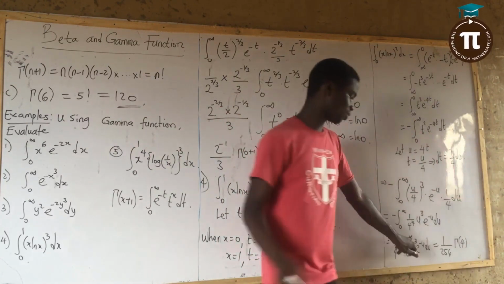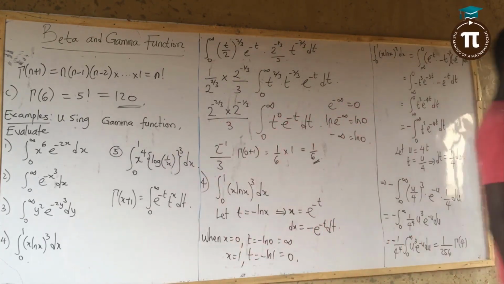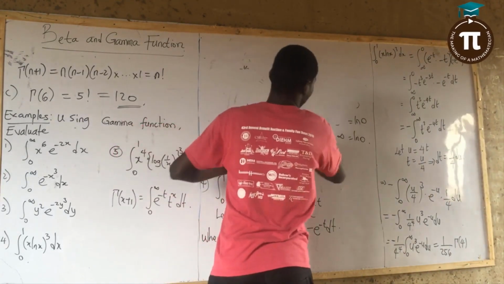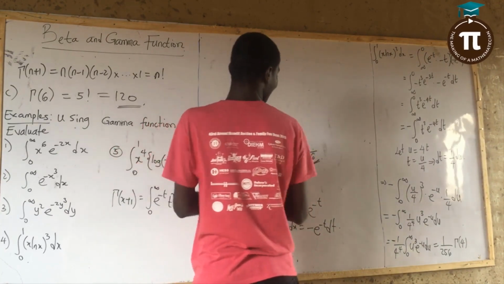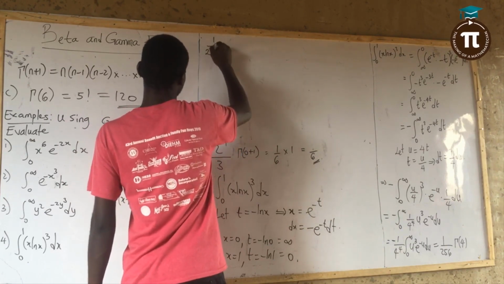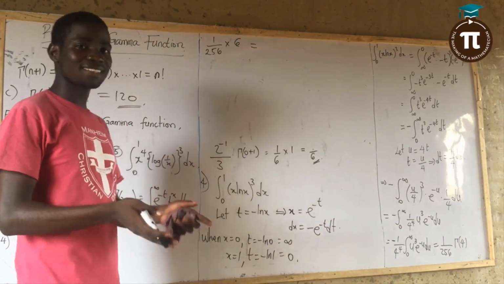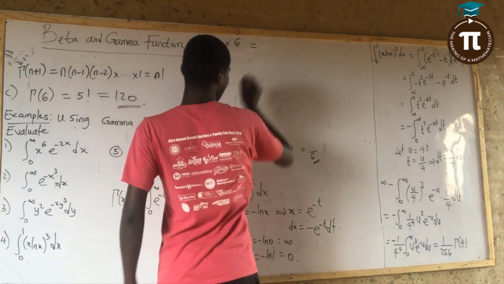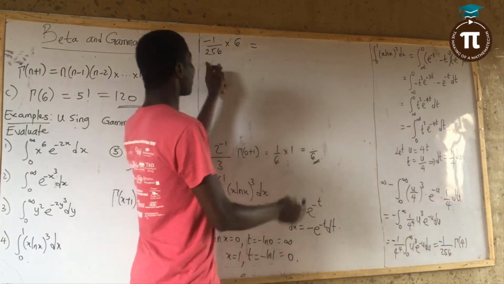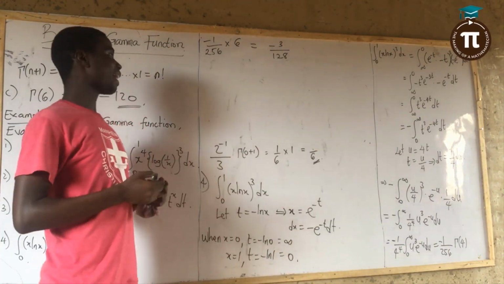You know why it is gamma of 4? This is u raised to power 3, and 3 plus 1 will give me 4. So that is gamma of 4. And gamma of 4 is 3 factorial. To complete that question, gamma of 4 is 3 factorial, so 1 over 256 multiplied by 6. 3 factorial is 6. There is a minus sign here, so that will give me minus 3 over 128. 2 can go. Minus 3 over 128.